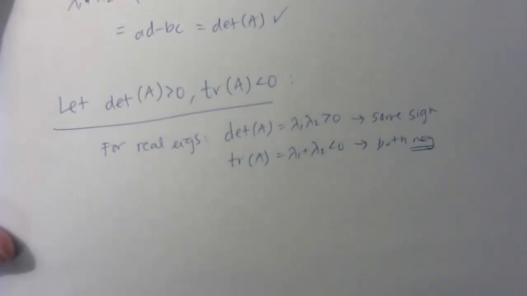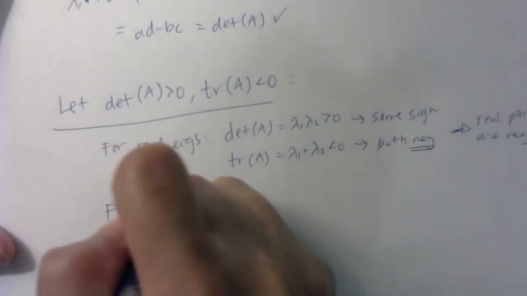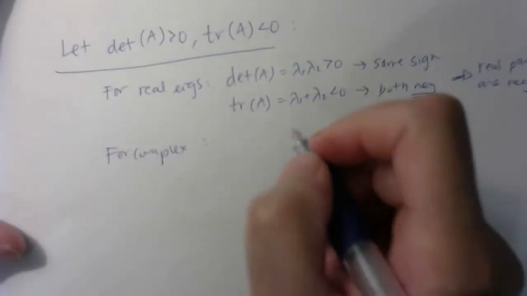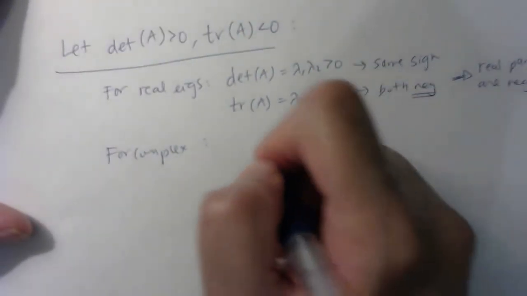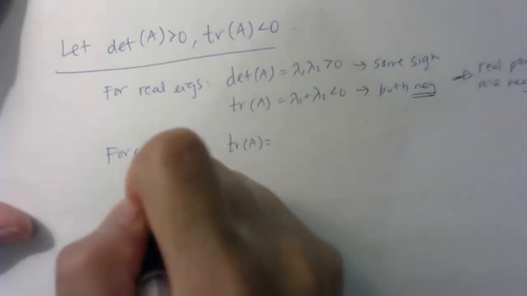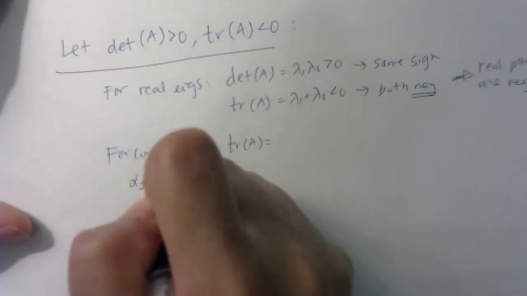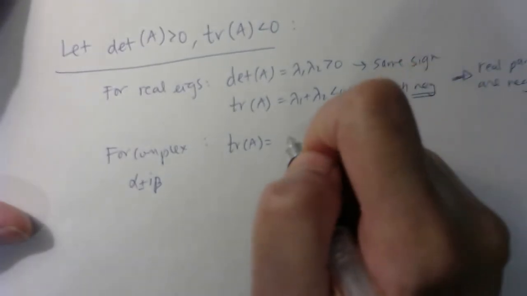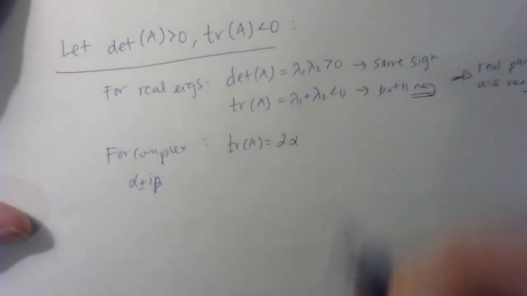Okay, so that means the real parts are of course negative because they're all real. For complex eigenvalues, the trace is going to be, so this was alpha plus or minus i beta. If it's a 2 by 2, it has to be a complex conjugate pair, right? So the trace is going to be 2 alpha because the i beta is like a plus and minus.